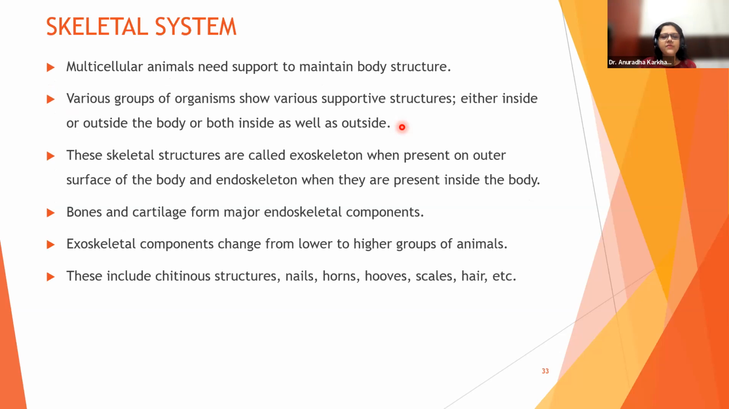Bones and cartilage form the major endoskeletal components. Correct? Exoskeletal components change from higher to lower groups of animals; they may include chitinous structures, like on a cockroach. Nails, horns, hooves, scales, hair, all are going to be what? Exoskeleton. Human beings, yes, we have got skin, and internally we have got the bones and cartilages.